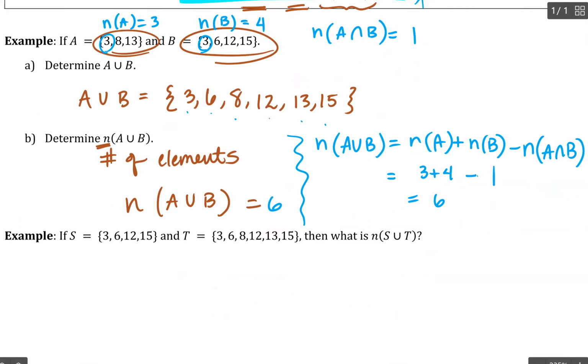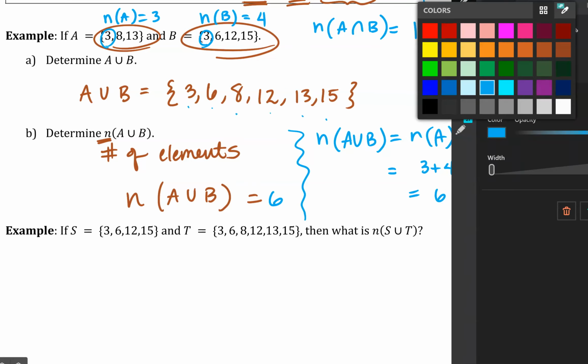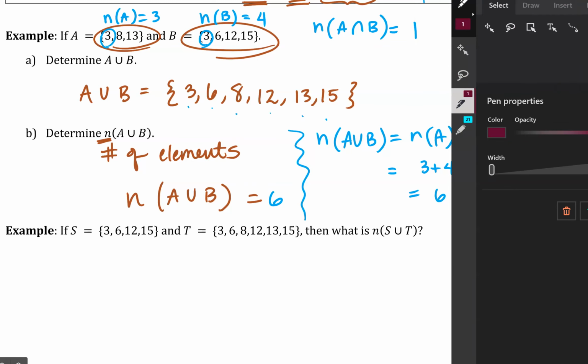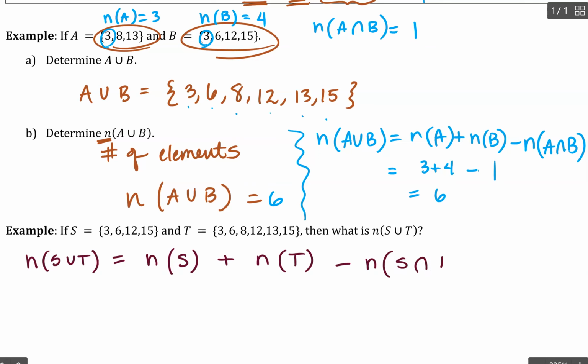Let's try another example. Here we have the set S and the set T. Great, this is another one where we can just apply what we just learned in that formula. So we want the number of elements in S union T. Okay, I'm going to write out my formula, which is I want the number of elements in S plus the number of elements in T minus the number of elements in S intersect T.